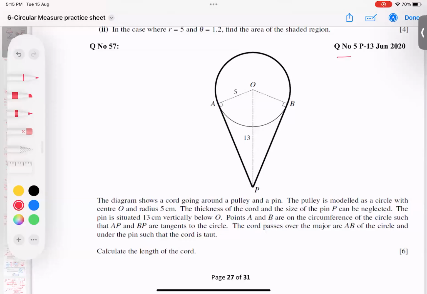Bismillah ar-Rahman ar-Rahim. This is June 2020, 13 variant, question number 5. So let's see how we can do it.